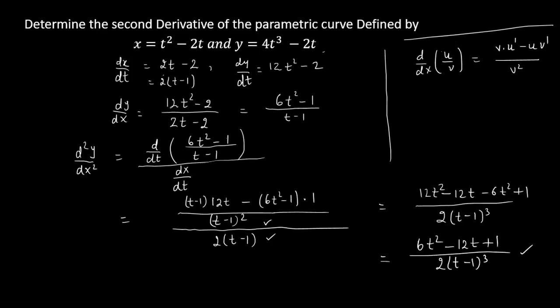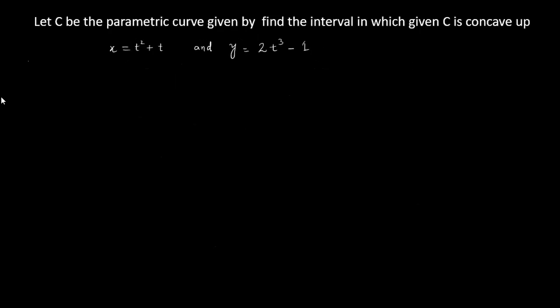Let us see one more question. Here x is t square plus t, y is 2 times t cube minus 1. We have to find the interval in which this parametric equation is concave up. We know a function is concave up if the second derivative, which is d2y over dx square, is positive.